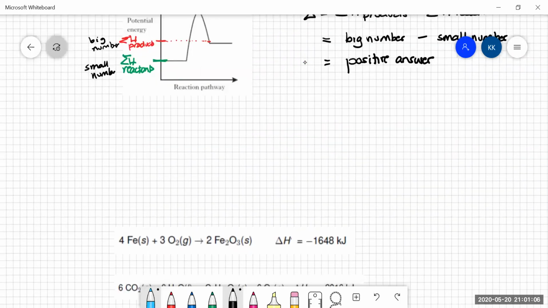So summarising, exothermic reactions, delta H is negative. And endothermic reactions, delta H is positive.